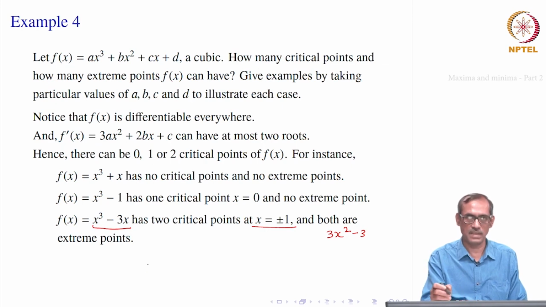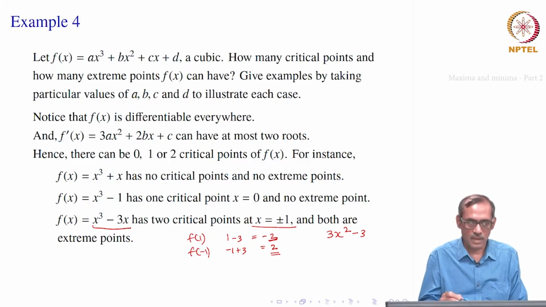You have to find some neighborhoods and then complete the argument, but that is what you see intuitively. For x cubed minus 3x, if you substitute 1, it gives 1 minus 3, which is minus 2, that is f of 1. And f of minus 1 is equal to minus 1 plus 3, which is 2. There is a maximum value at minus 1 and a minimum value at 1.